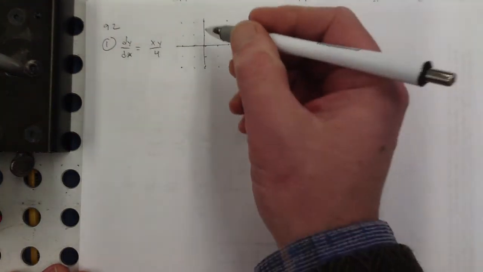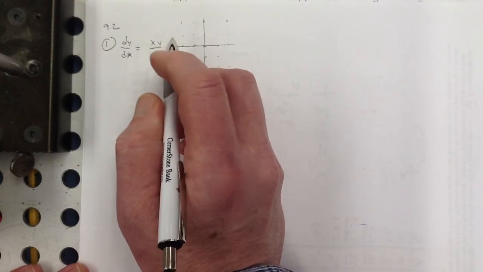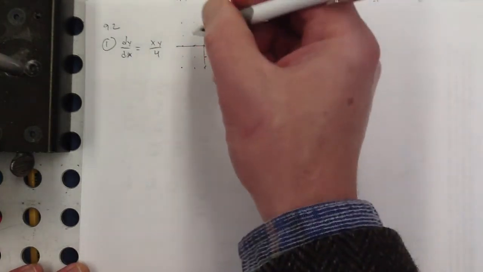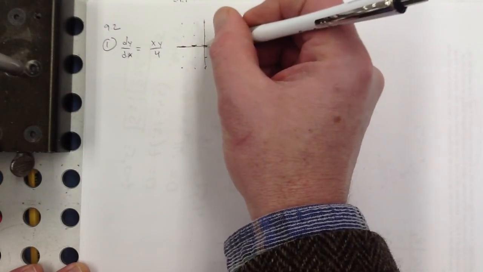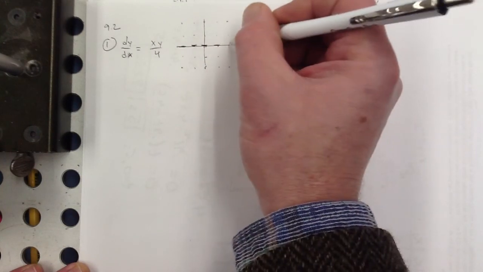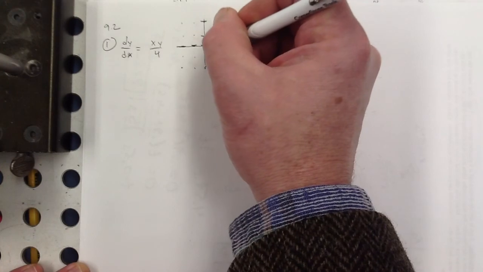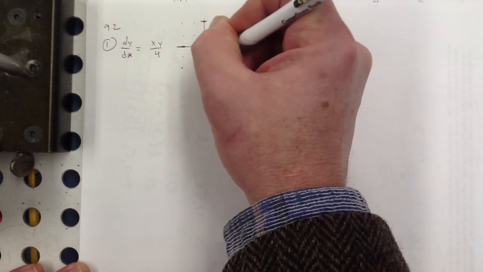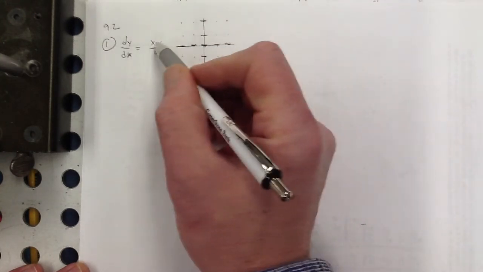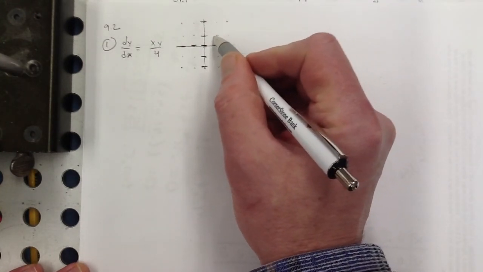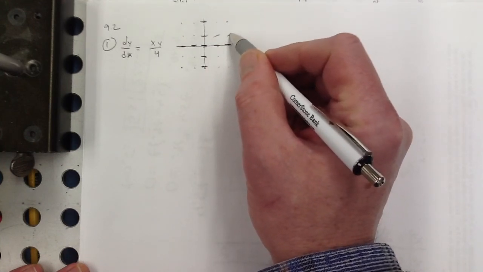So where either one of these is 0, then the slope is going to be 0. So that's all the places where y is 0, and all the places where x is 0. Let's get those out of the way. And then here at 1, 1, the slope is going to be 1/4. And then at 2, 1, it's going to be 1/2.